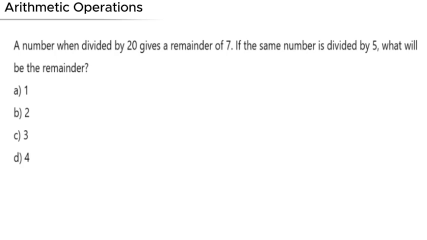2. A number when divided by 20 gives a remainder of 7. If the same number is divided by 5, what will be the remainder? A. 1. B. 2. C. 3. D. 4.